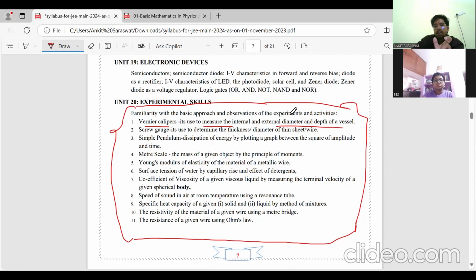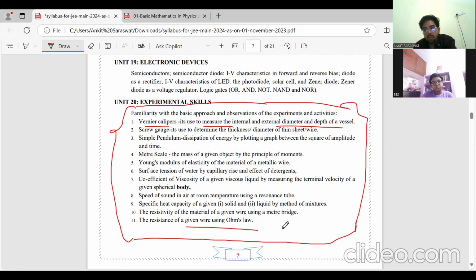So nowadays, CBSE is asking experimental questions in class 12th also. And in the current JEE pattern, earlier it was not like that. In the current JEE syllabus or exam, they are asking more questions from experimental skill. So vernier caliper, these things you will learn in class 11 in such depth. For example, resistance of a given wire using Ohm's law. You will perform this experiment in the lab.